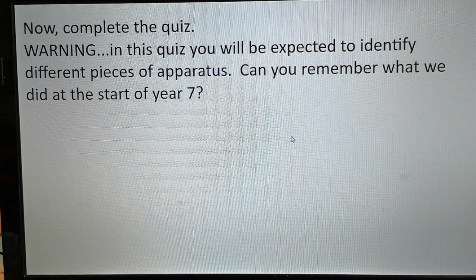Okay, so now you're going to complete the quiz. Just a little warning here. In the quiz, you are going to be asked to name some bits of apparatus. Do you remember way back at the beginning of year 7, we did this and we played bingo quite a lot to get you to recognise all the different bits of equipment. Well, this is a bit of a revision test, so we'll see how many of those you remember. Okie dokie, good luck, and I will speak to you in a couple of days, guys. Ta-ra!